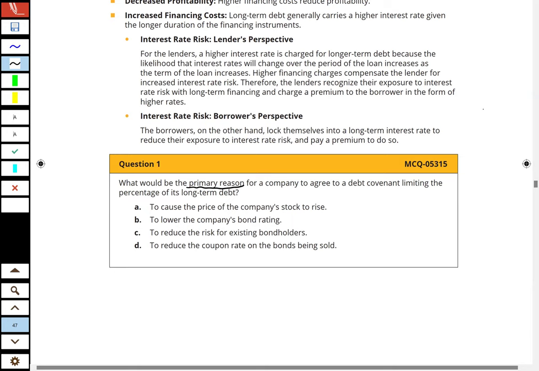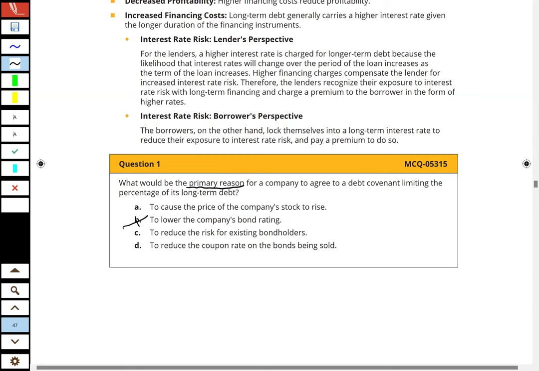than one reason. Now, to cause the price of the company's stock to rise, okay, I don't see that a debt covenant is really one of the factors that we look at contributing to stock price. Okay, oh, geez, you have all these debt covenants, so let me buy your stock. Okay, so that doesn't really sound like a primary reason. Let's not X it out yet. Let's leave it. Okay, to lower the company's bond rating. Well, I don't think anybody picked that. Why would a company do anything that would lower its bond rating?